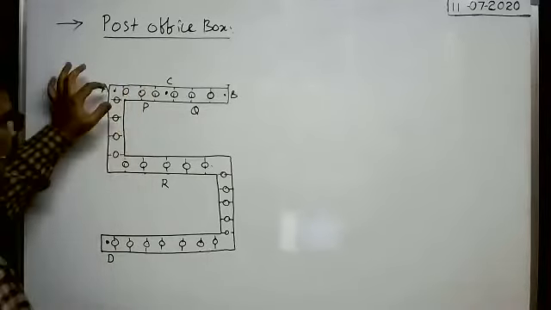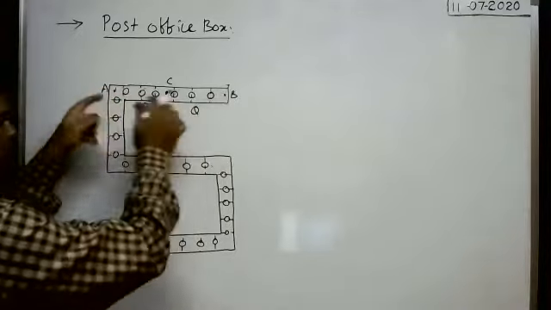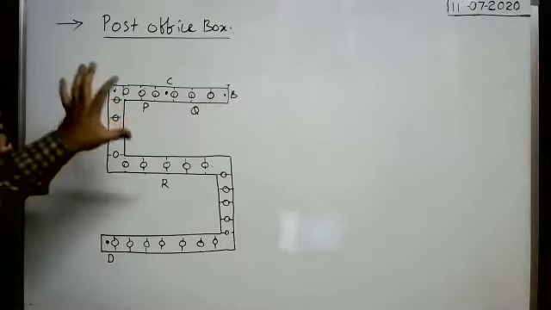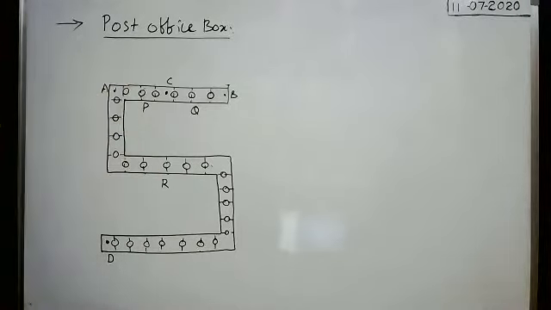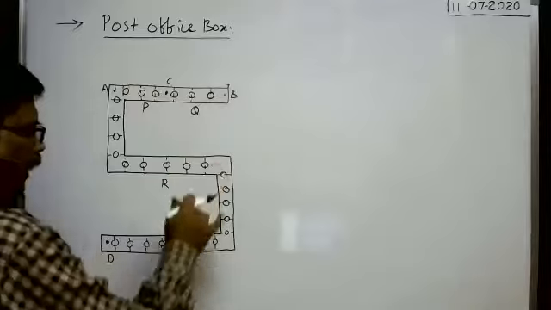So we can adjust the resistance between A and C and between B and C with the help of the keys. Between A and D also, with the help of the keys, we can arrange. So we can change it. That is the arrangement of the post office box. Now I will draw the same diagram here.